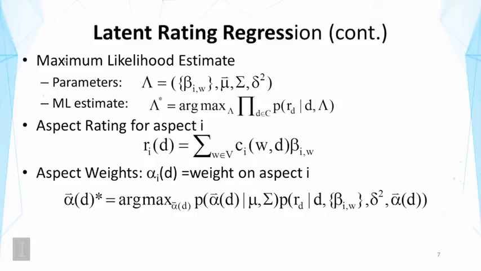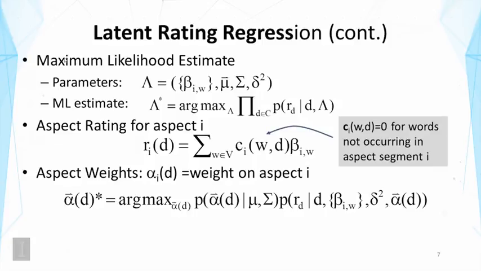So now, more specifically, once we estimate the parameters, we can easily compute the aspect rating for aspect I, R sub I of D. And that's simply to take all the words that occurred in the segment I, and then take their counts, and then multiply that by the sentiment weight of each word, and take a sum. Of course, this count would be 0 for words that are not occurring in the aspect I, and that's why we can take sum over all the words in the vocabulary.